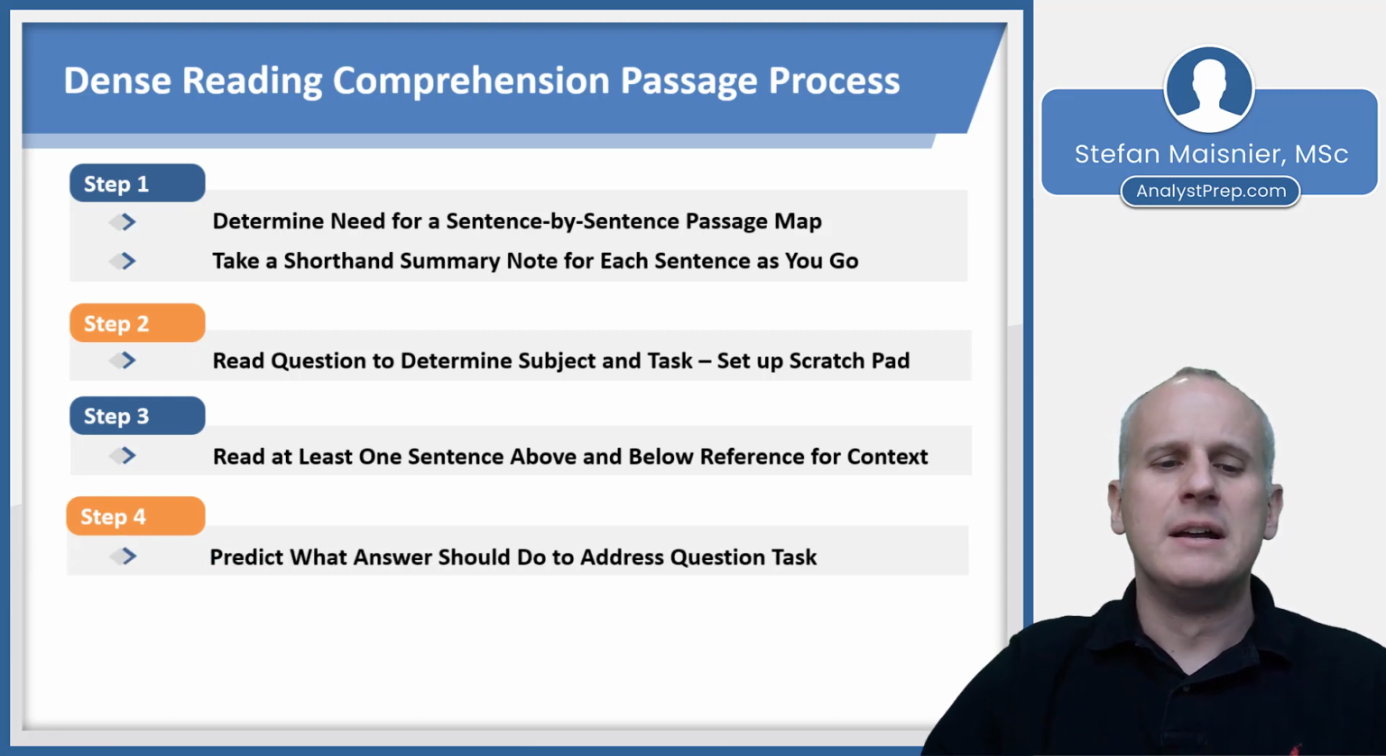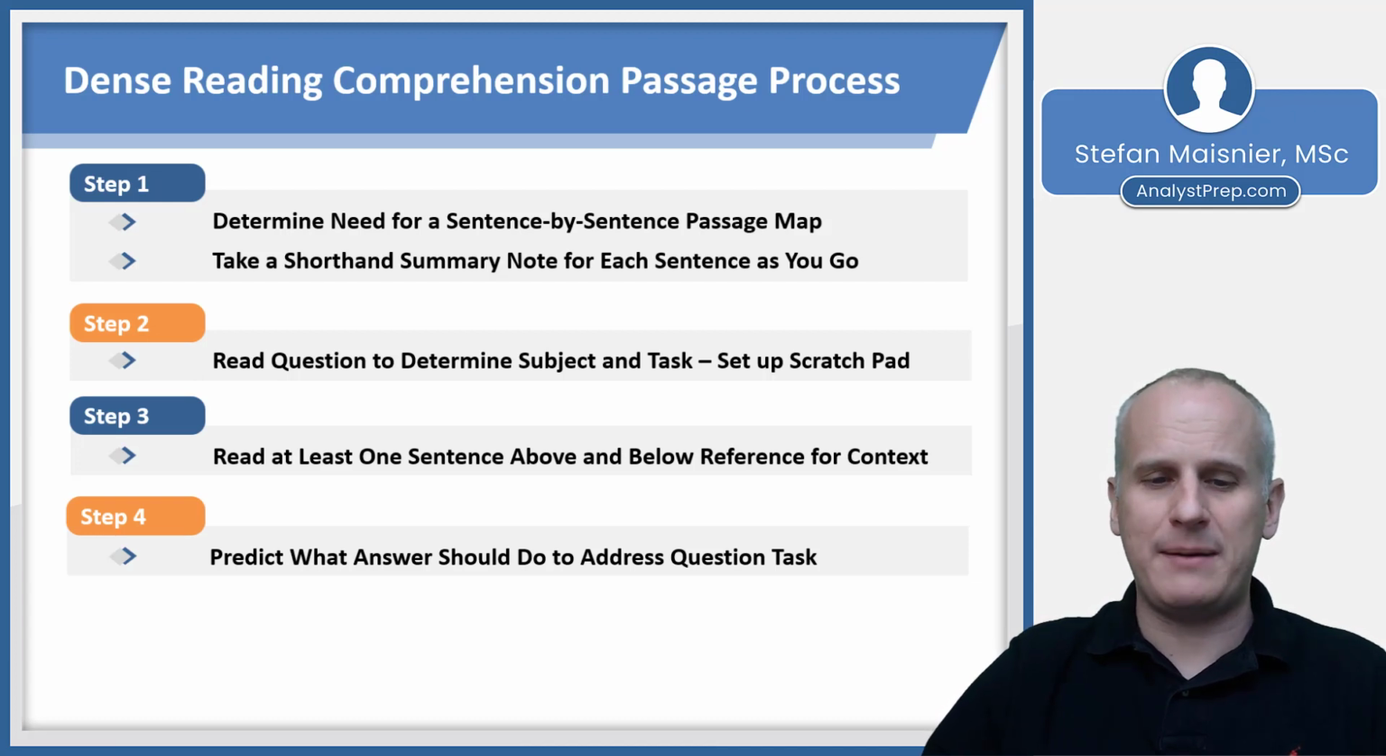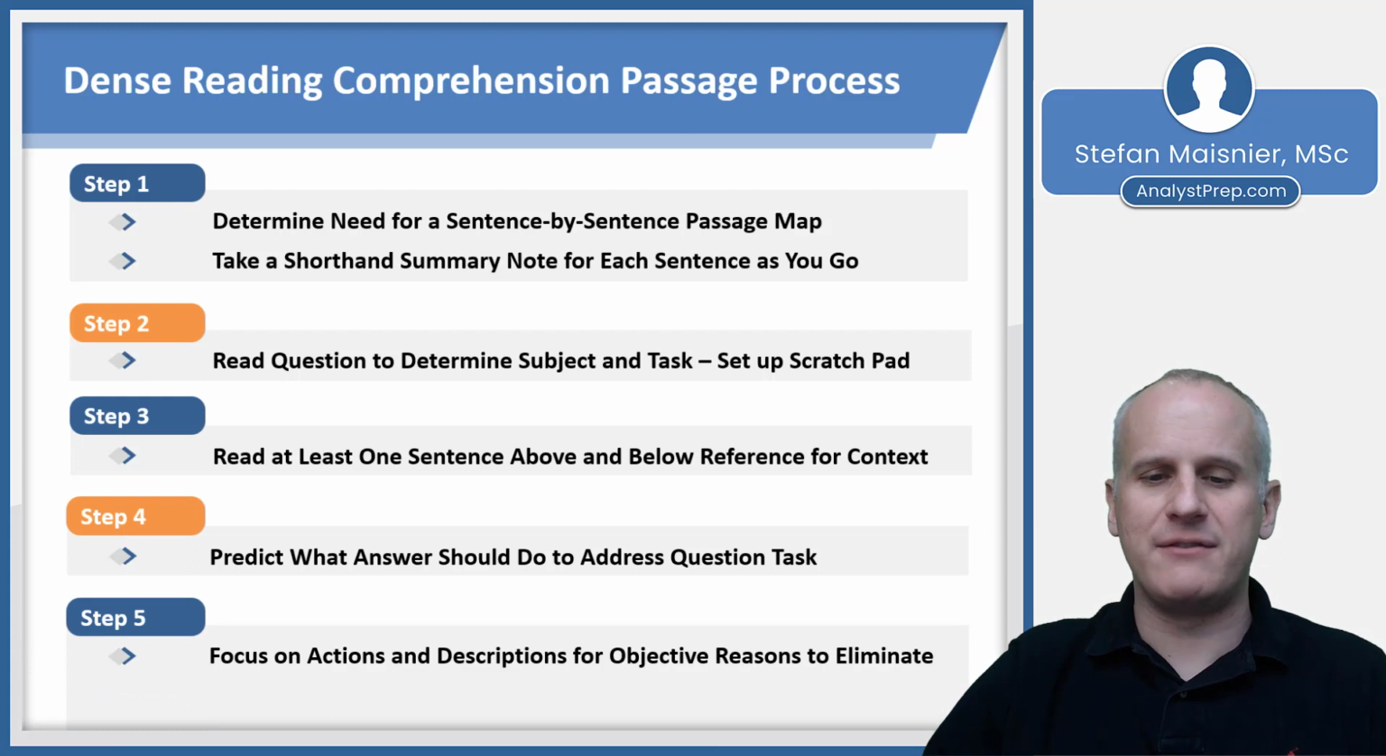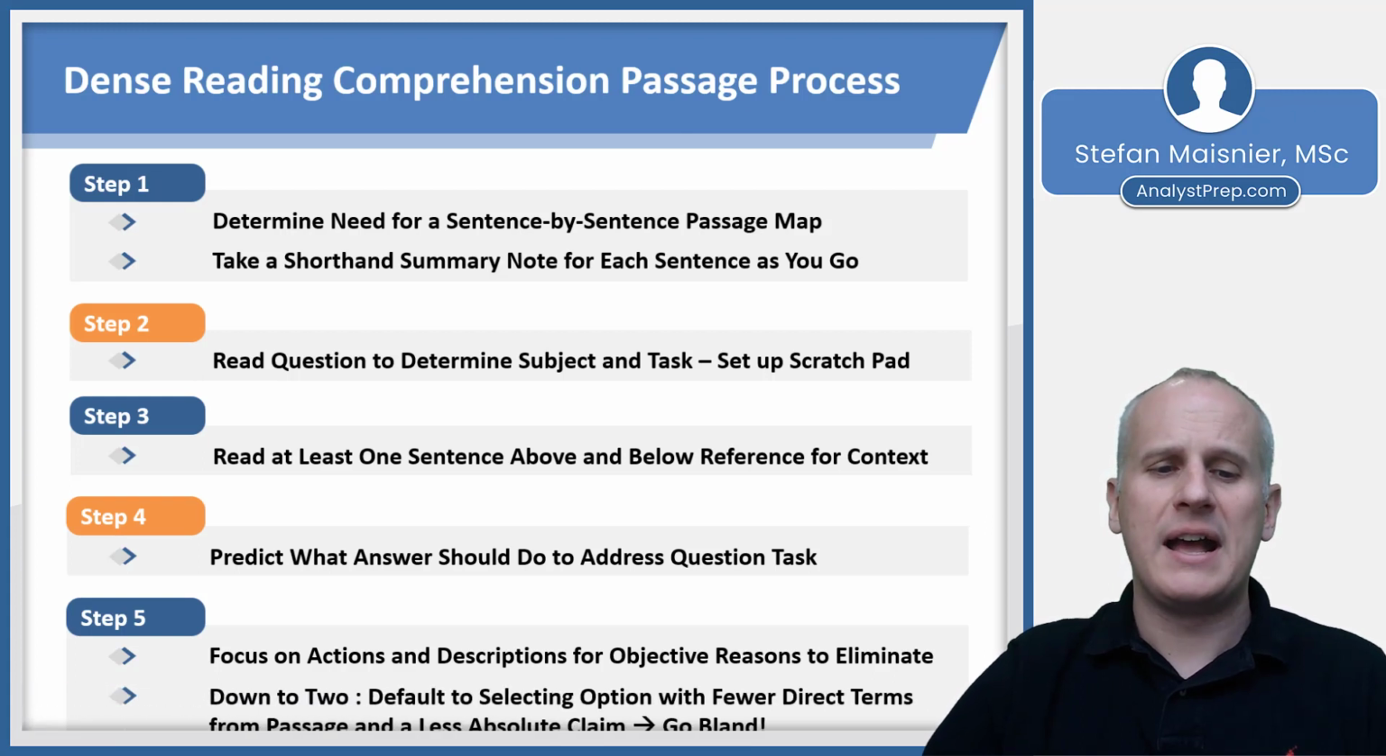Step 4, predict what the answer should do to address the question task, based on whatever detail you need with that prediction. And of course, step 5, you want to focus on actions and descriptions for objective reasons to eliminate as you execute our process of elimination. And when you're down to 2, as always, default to selecting the option with fewer direct terms from the passage and a less absolute claim, because we know we always want to go bland.